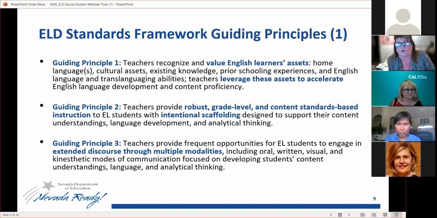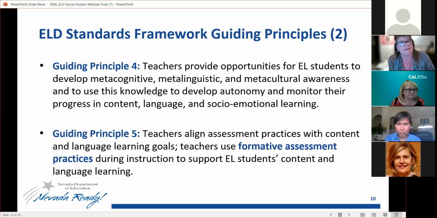Guiding principle number 4, next slide. Guiding principle number 4 provides teachers opportunities to develop metacognition. This is through your purposeful planning. This is where you are going to develop your awareness as well as the students' awareness to show them how they can monitor, and how you can monitor, their progress for their own learning. How is their language coming along? How is their academic vocabulary coming? Are they understanding the bits and pieces, or are they finally grasping the overall picture?